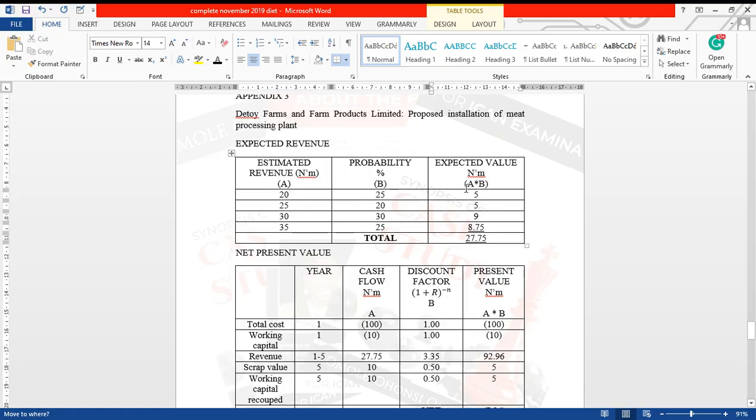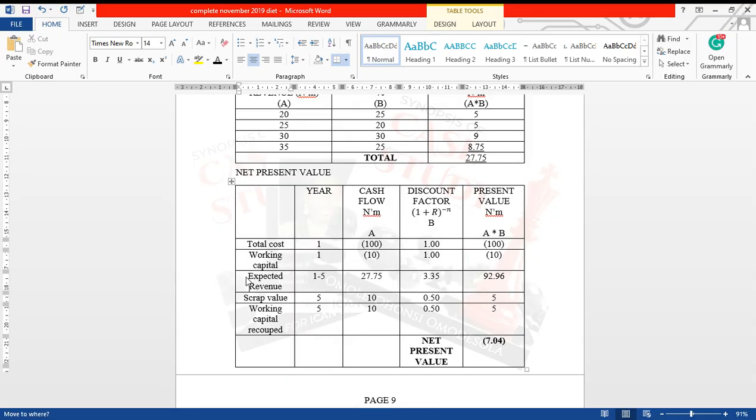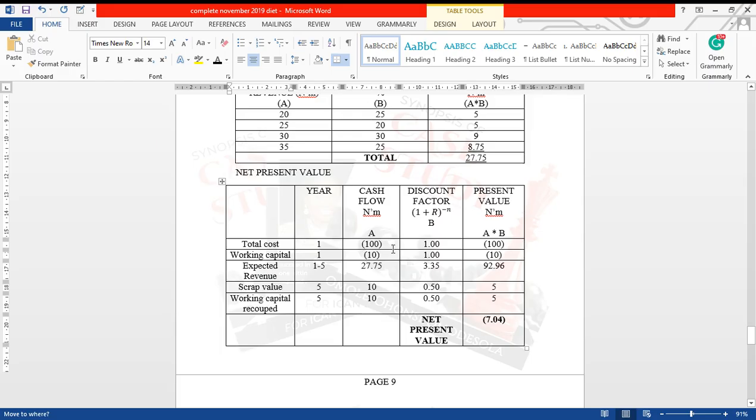So how do you get expected value from your performance management? You can actually remember this: this times this will give us our total revenue of 27.75 million. That's our total expected value, our expected revenue. Then we can do our next present value. Then we have our costs of 100 million in year 1, our working capital, and then we have our revenue. Maybe you can just put expected there just to show that it's the expected revenue.